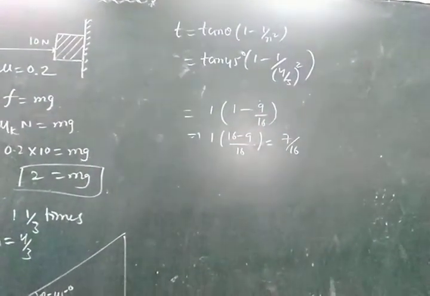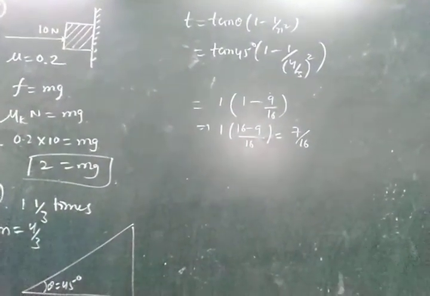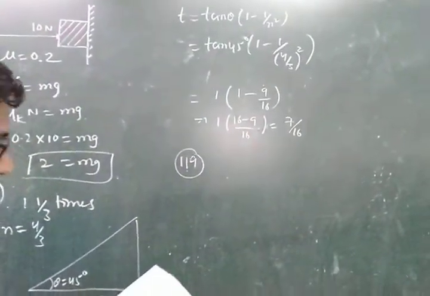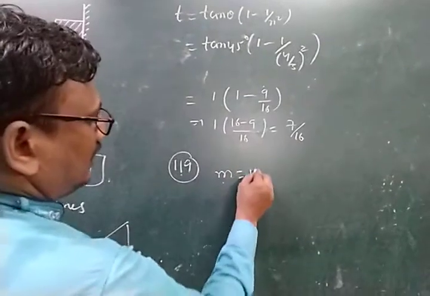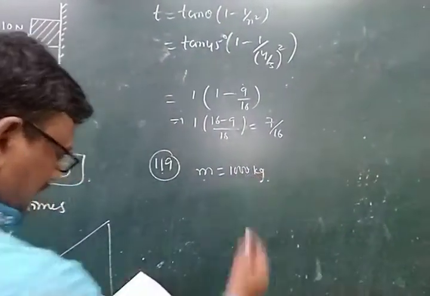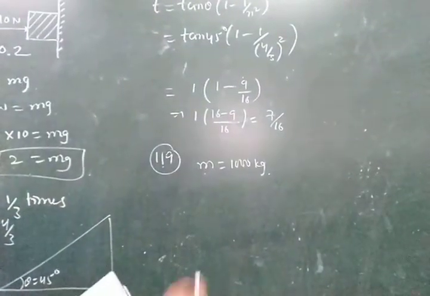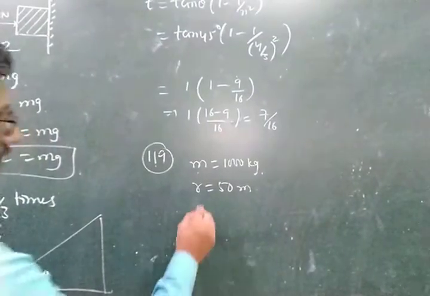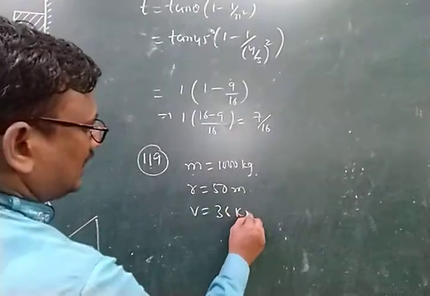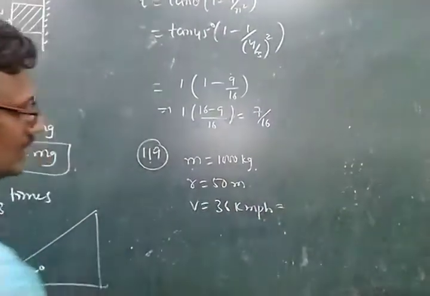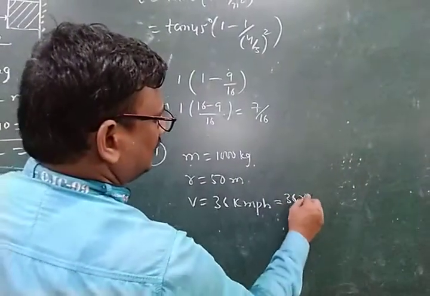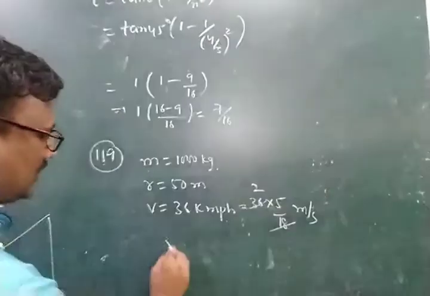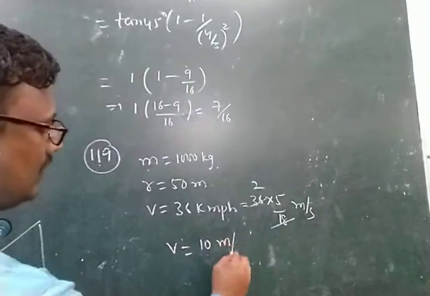The next is the last question, 119. A centripetal force is required. The mass is given as 1000 kg. The car takes a turn of radius r equal to 50 meters. The speed v is equal to 36 kmph. Now we convert kilometer per hour to meter per second by multiplying by 5 by 18, so v is equal to 10 meter per second.